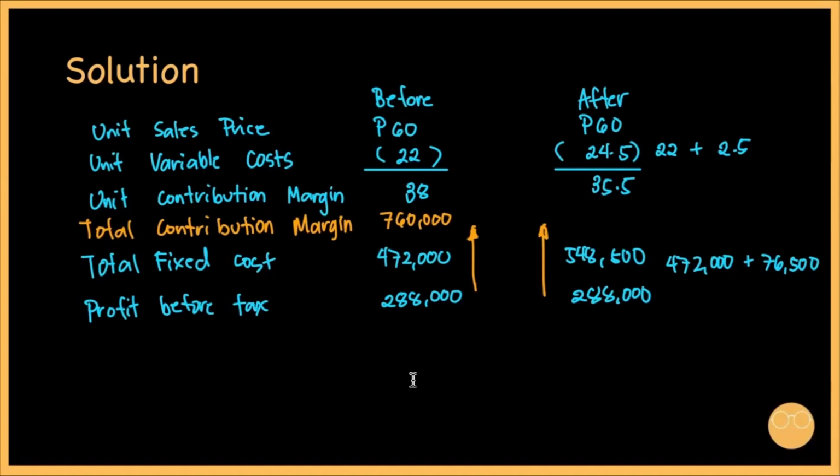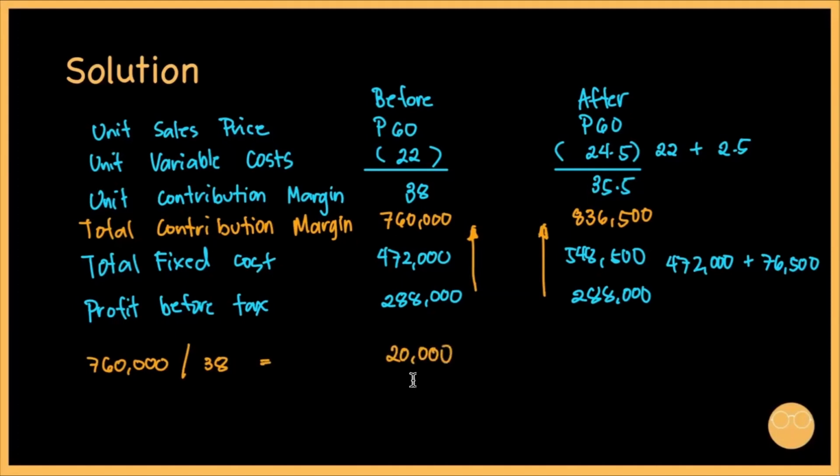For the after adjustment, it's 288,000 plus 548,500. You should be able to get 836,500. And this total contribution margin will be divided by the unit contribution margin to get the number of units sold. So that will be 760,000 divided by 38 pesos, which is our contribution margin.